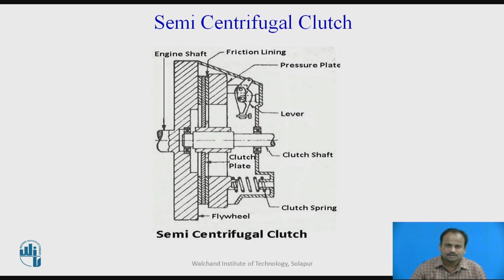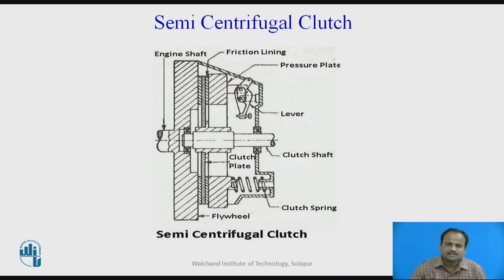Next one is semi-centrifugal clutch. As the name indicates, it operates on the principle of centrifugal clutch in half the portion, and in the other half it behaves like a conventional clutch. So you can see in the construction there is a lever with a spring loaded weight which is fixed inside the pressure plate, and on the other side there is a clutch spring.